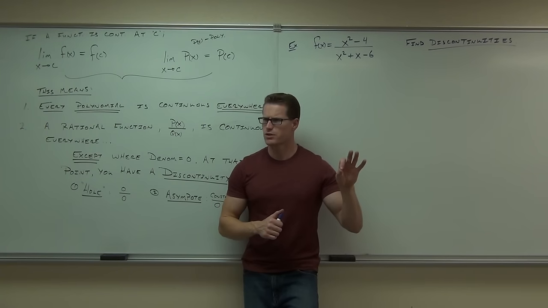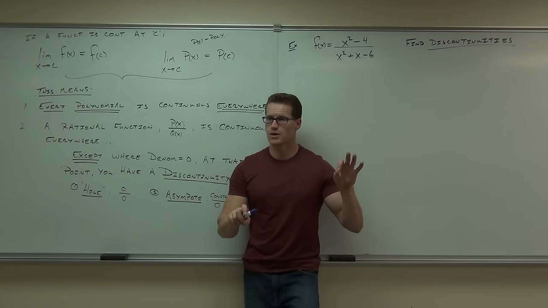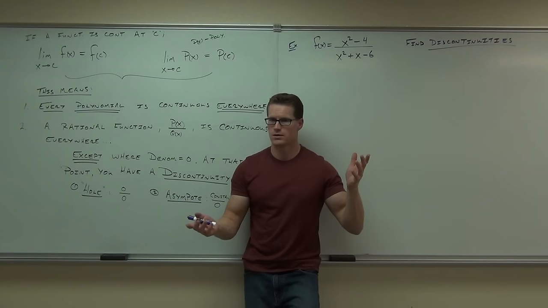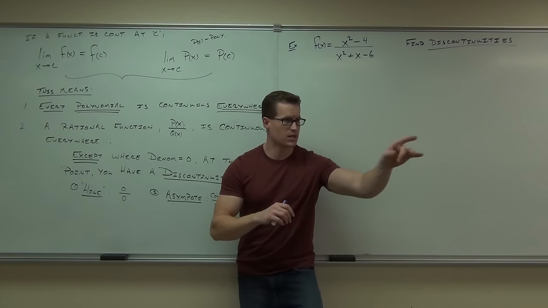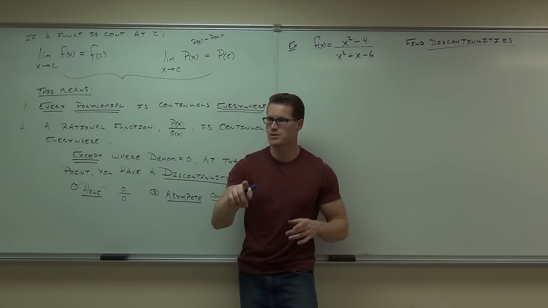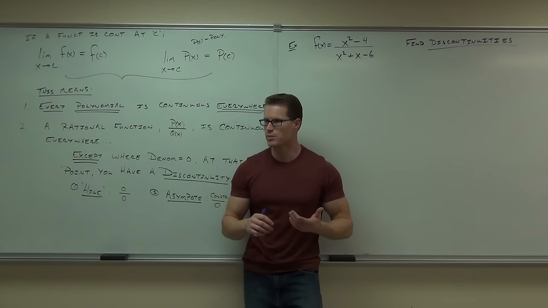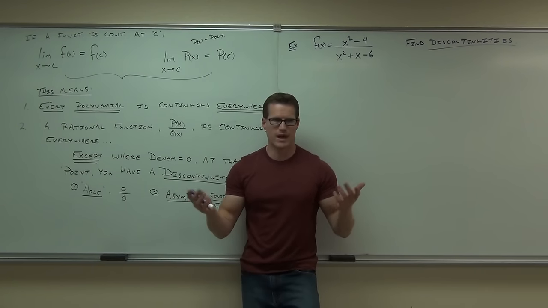When the what equals zero, the numerator or denominator? Denominator. Denominator equals zero. So, how are we going to find discontinuities for rational functions? Sure. Set equals zero, that's going to involve some factoring. Absolutely. Essentially, all you're doing is finding domain. Remember finding domain? Well, we had problems with domain.